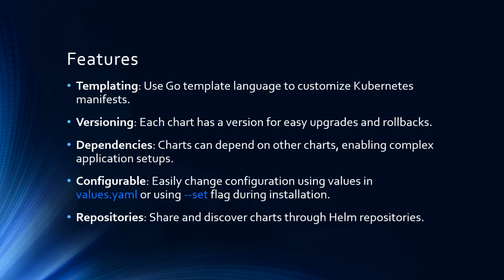Each chart version represents a specific state of your application, enabling semantic versioning for clear update paths, release history for auditing, rollback capabilities for quick recovery, version-specific documentation. Dependencies management allows charts to rely on other charts, creating a modular approach to application deployment.